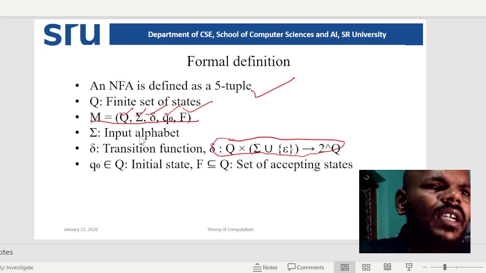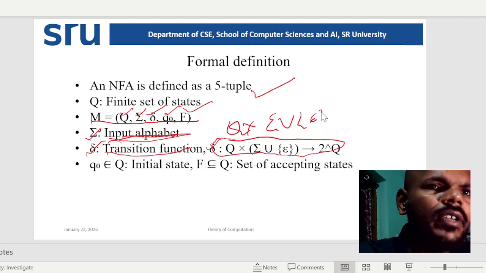So what is the delta? Delta is the transition function, whereas epsilon is an input symbol. Delta is defined by Q, the states, times the input symbols.